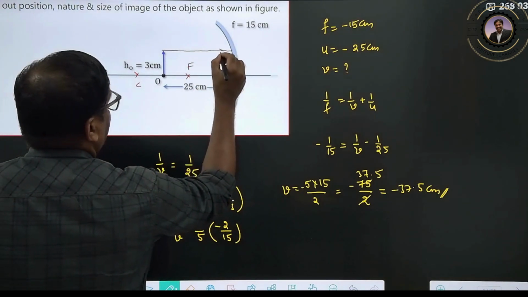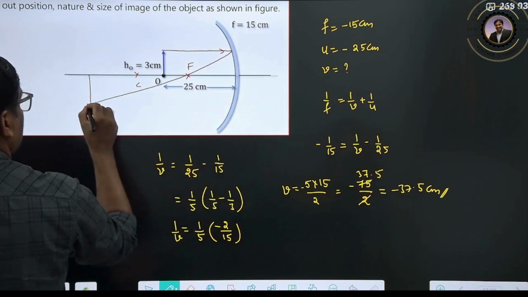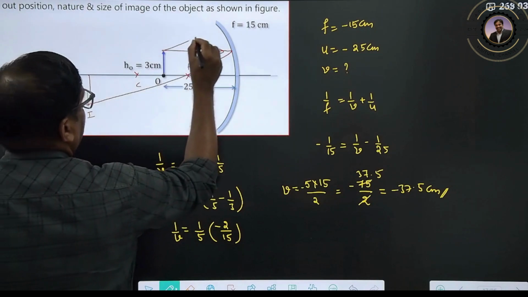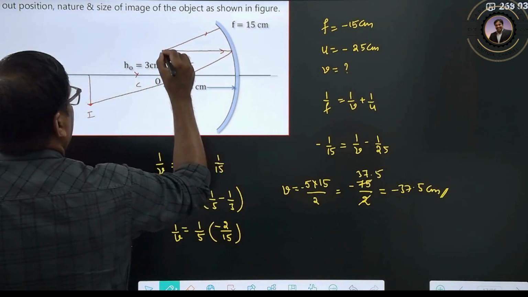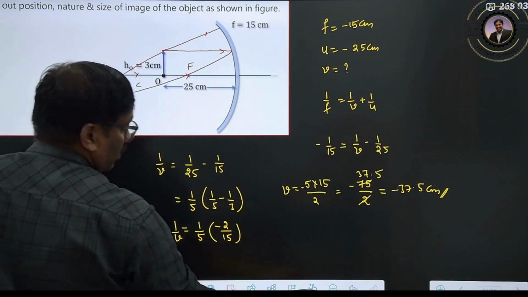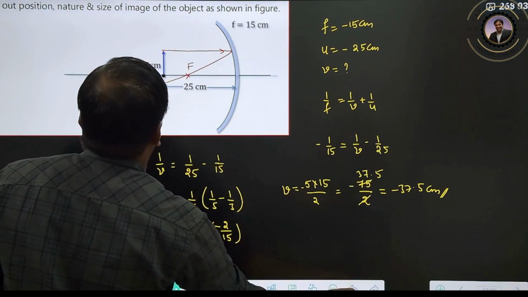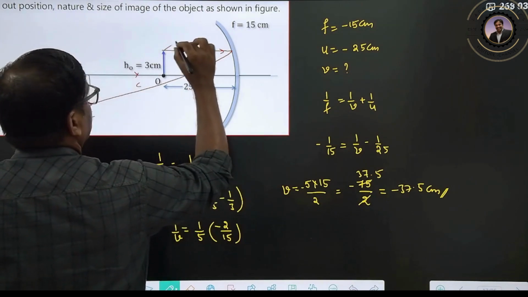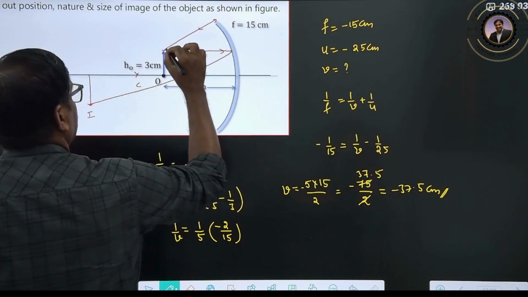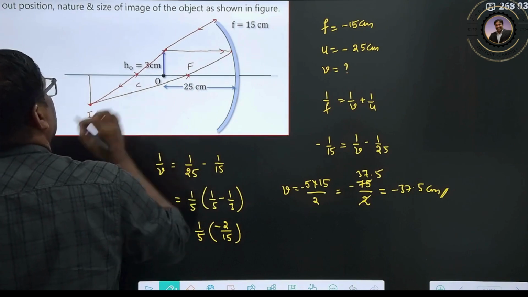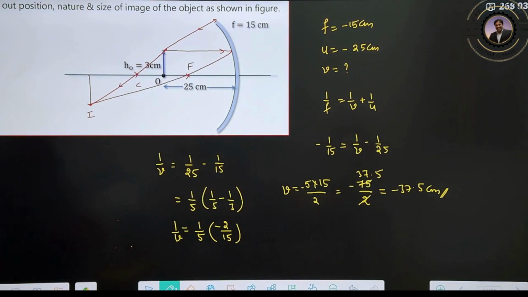We have drawn the ray diagrams already. Clear? Okay, so draw properly. Right, this is your image.